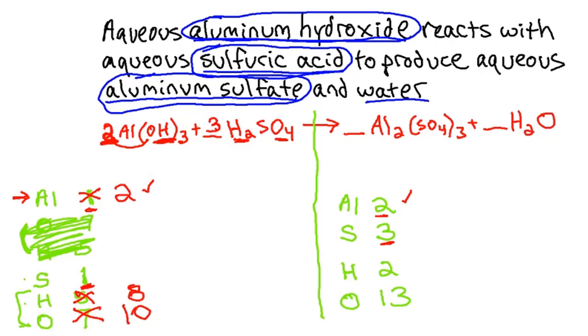So that makes 6 plus 6 is 12. So now there's 12 hydrogens. And then there's 3 sulfurs. And then we have 3 times 4 oxygens. So that's 12 oxygens plus the 6 oxygens we have over here, 3 times 2. So if we have 6 oxygens over here and 12 oxygens over here, then we have 18 oxygens.